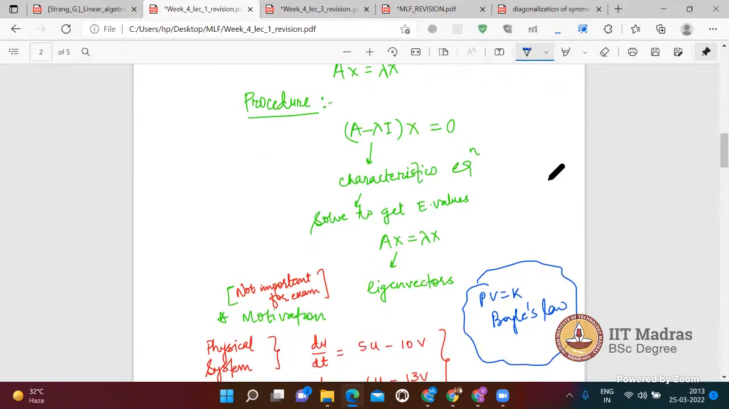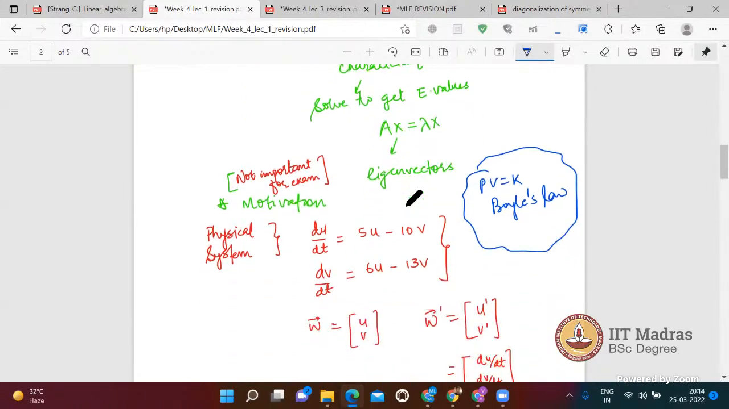And what is the procedure, or the characteristic equation, for this? Simply we put everything on one side: (A minus lambda I) times x is equal to 0. This (A minus lambda I) is the characteristic equation, and after solving it you will get the eigenvalues, and corresponding to each eigenvalue you can get the eigenvector also.